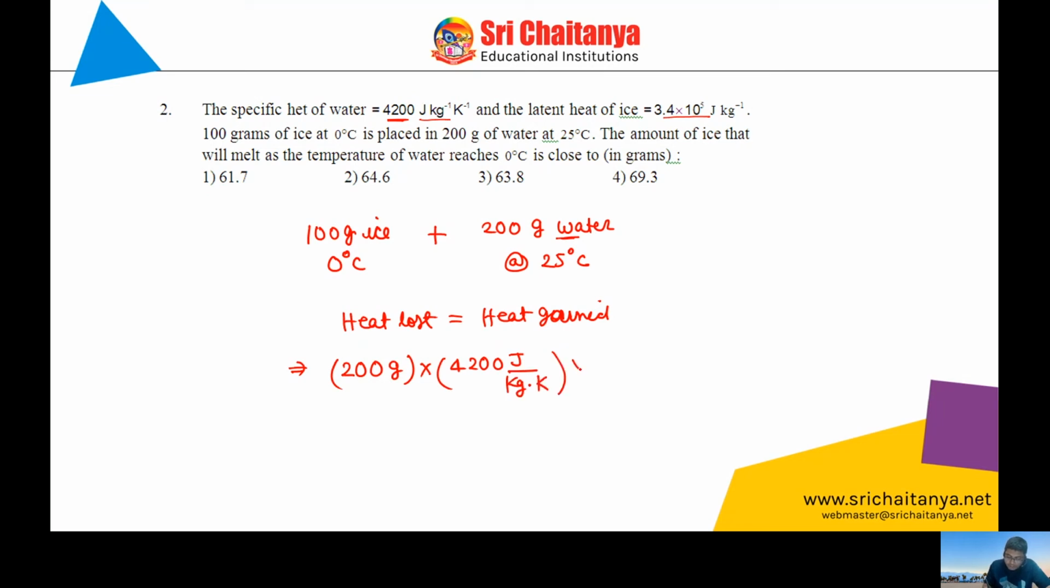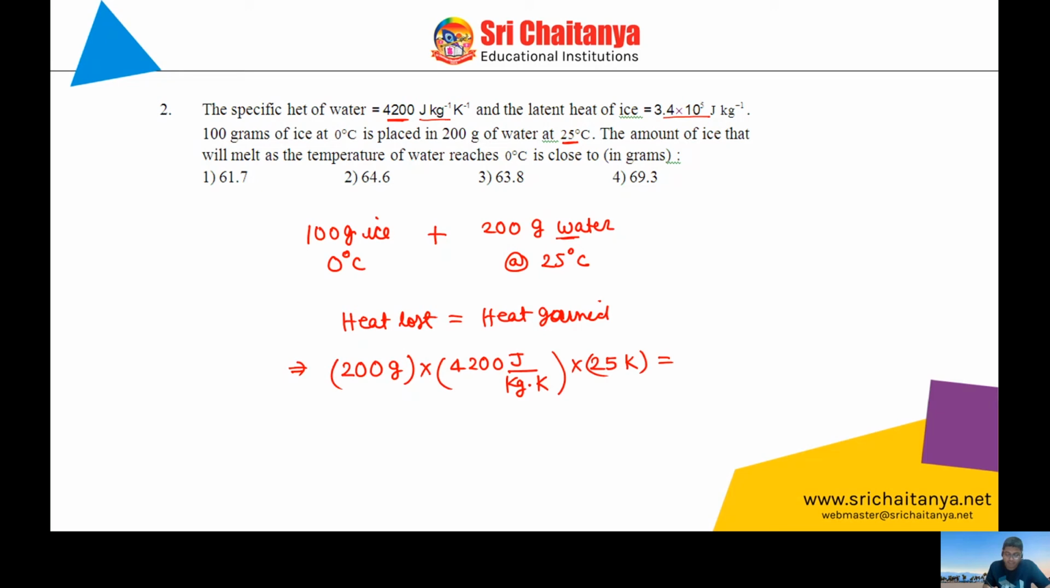And the change in temperature, like water's temperature is changing from 25 degrees Celsius to 0 degrees Celsius. So decrease in temperature is simply equal to 25 degrees Celsius. So 25 degrees Celsius temperature change is same as 25 Kelvin temperature change. And heat gained will be like this, heat lost by the water will be utilized by the ice in order to change its phase from solid state to liquid state.